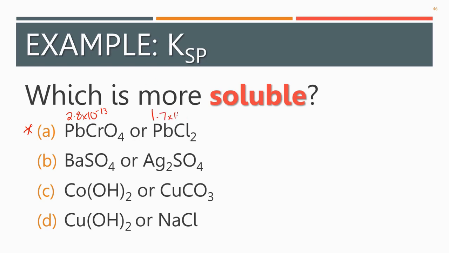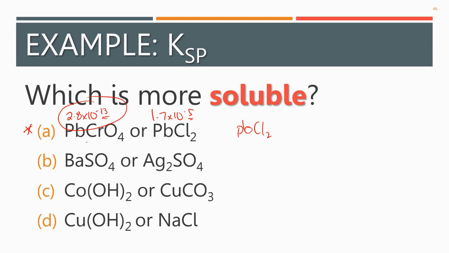There it is. So we can see that obviously this one is much smaller, right? We're looking at the exponents here. The smaller the exponent, or the more negative it is, the lower the amount that dissolves. So which one is more soluble? PbCl2.